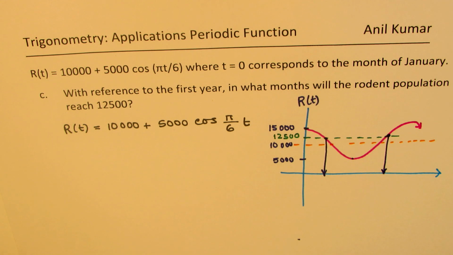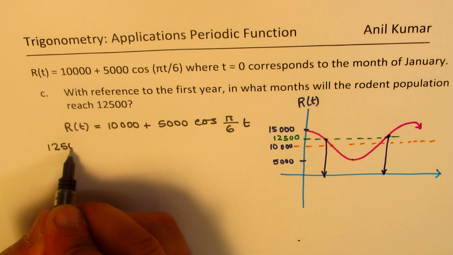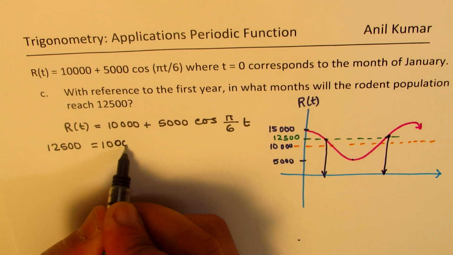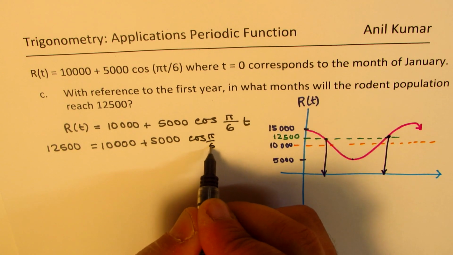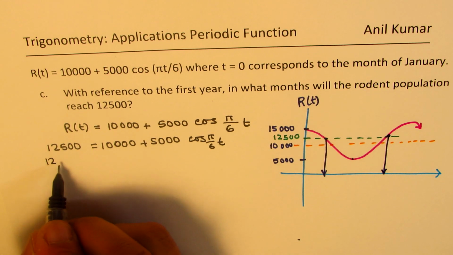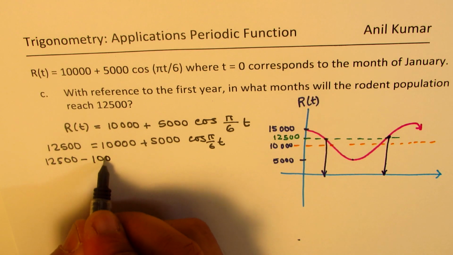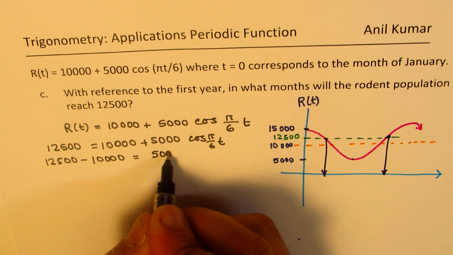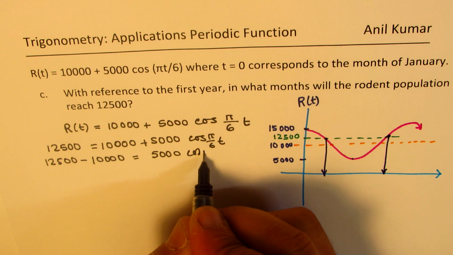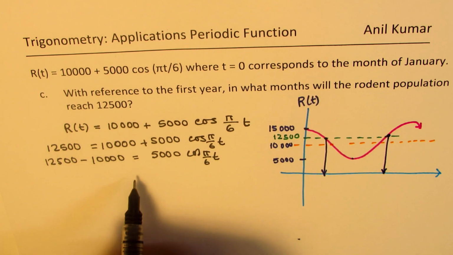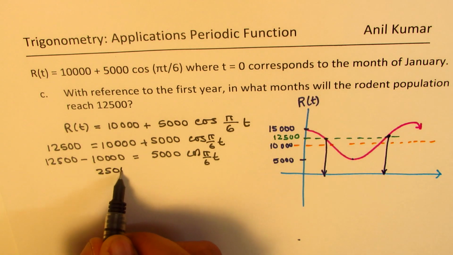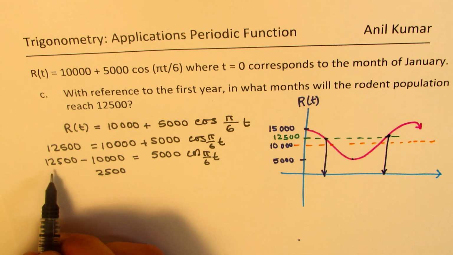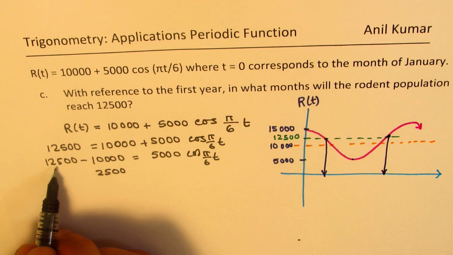Okay? So let us see how to solve a trigonometric equation. For this rodent population, we want 12,500 equals 10,000 plus 5,000 cos of pi by 6t. So taking away 10,000, we can write this as 12,500 minus 10,000 equals 5,000 cos of pi by 6t, which is 2,500, right?